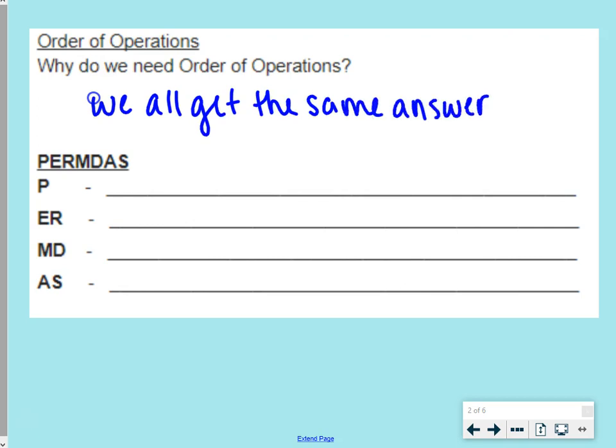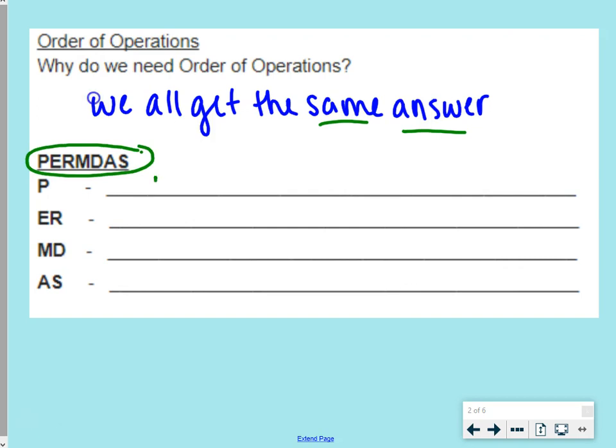If we don't have a specific order to do our operations in, we could get different answers, and we don't want that. So we all need to follow the same order so we all get the same answer. PEMDAS. This is our acronym for order of operations.